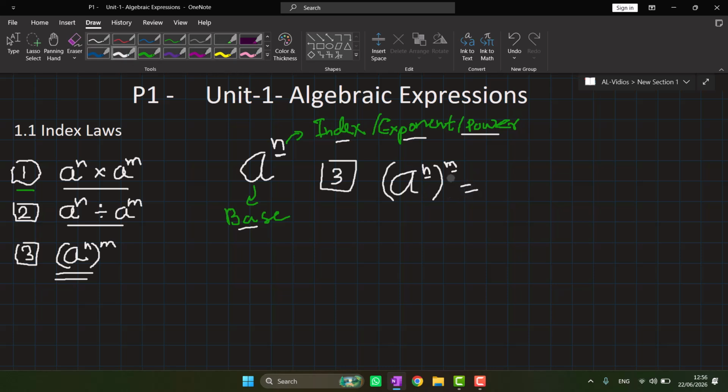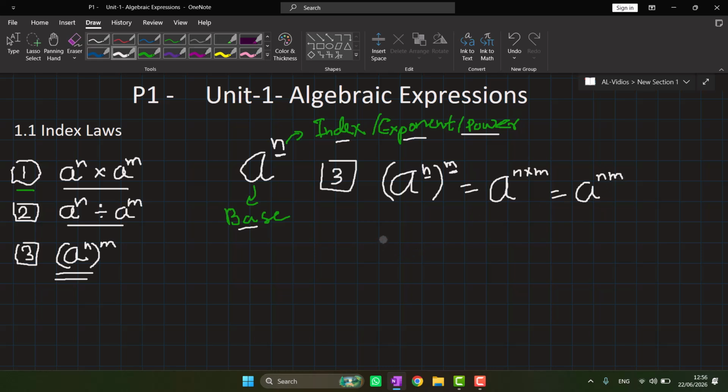Now, when you have a raised to the power n in superscript, and the whole thing is raised to the power m, again in superscript, you can write this as a multiplication, a raised to the power n times m, or you can just write it as a to the nm.